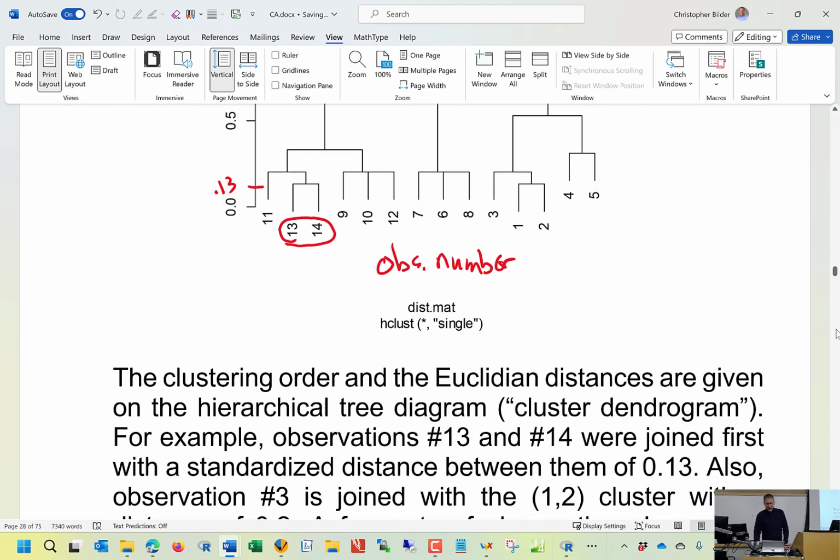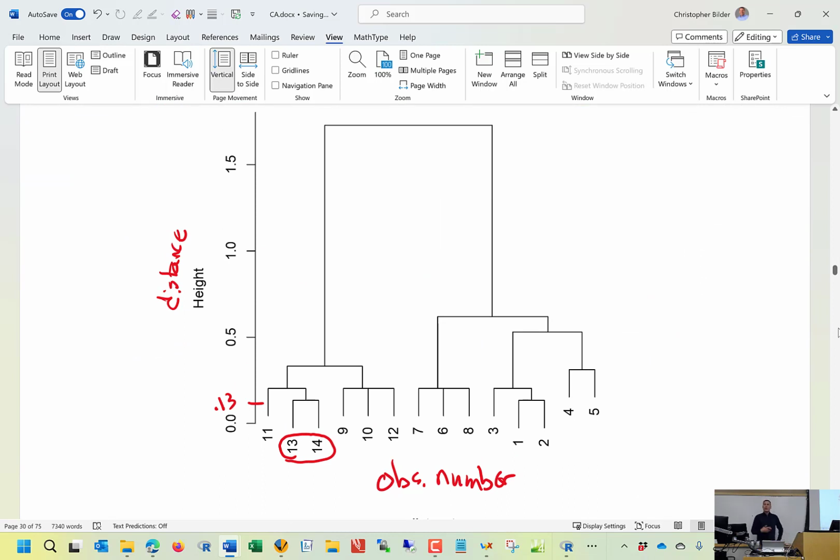Now notice that these numbers that you see here are not in numerical order. The reason is that it depends upon where the observations are on the plot. It nicely tries to arrange it so that you don't have lines going all over the place, and so that observations that are close together are going to be joined together more quickly in the process. So the numbers are just arranged so that these observations are going to be close together on that x-axis.